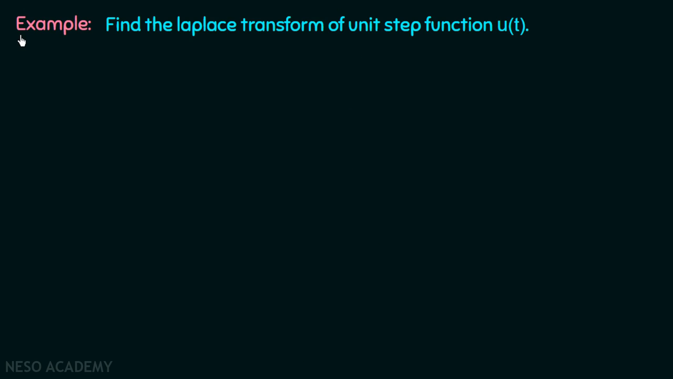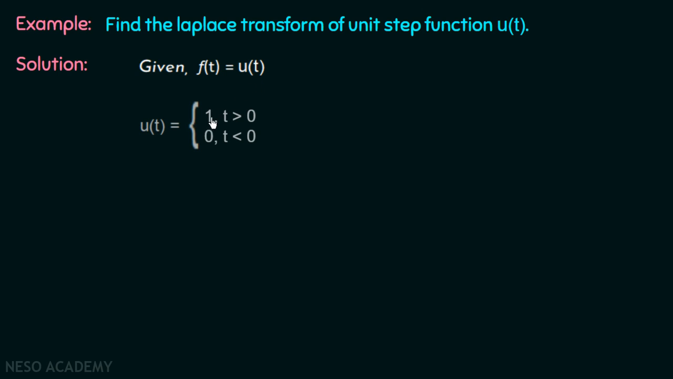Let's take an example. Find the Laplace transform of the unit step function u of t. Moving on to the solution, we are given the value of f of t as equal to u of t and we need to find its Laplace domain. From the definition of the unit step function, we can say that the unit step function is equal to 1 when t is greater than 0 and it is equal to 0 when t is less than 0.